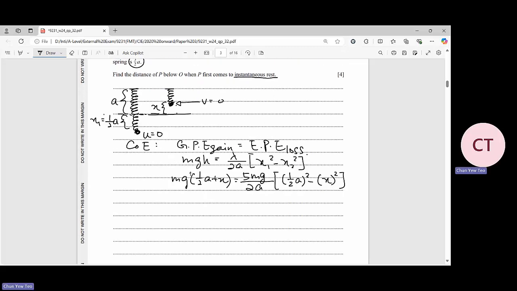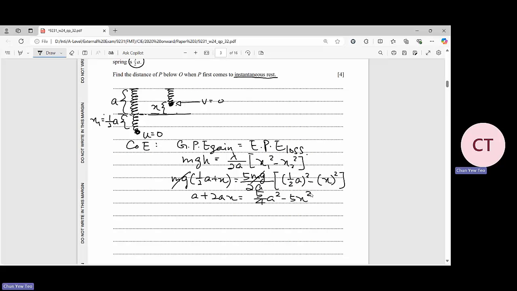So from here, we can cancel the mg first. And I bring the denominator 2a to the other side. I multiply the 2a to the other side. I will get a plus 2x. For the left hand side, I expand it. I get 5/4 a squared minus 5x squared.